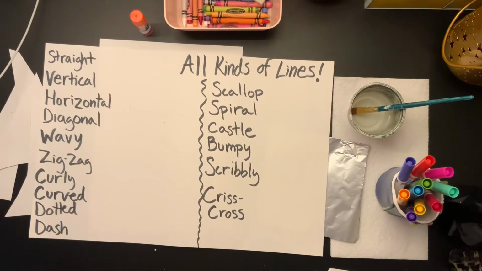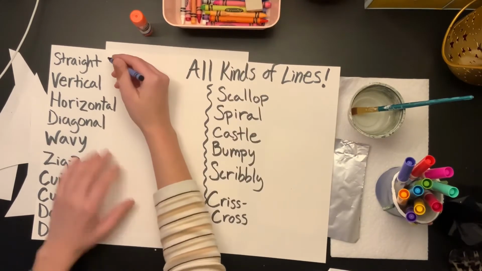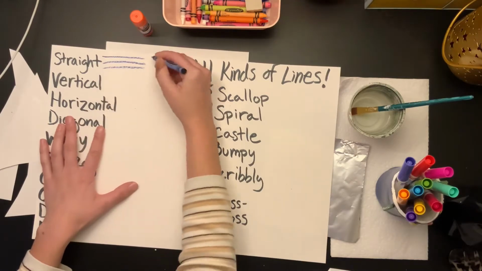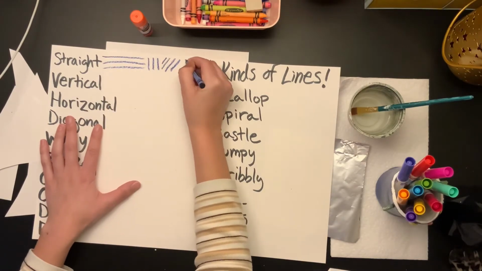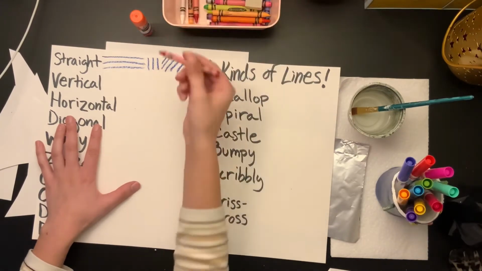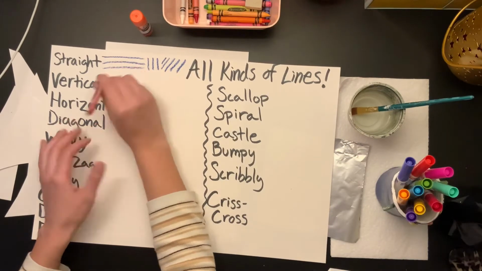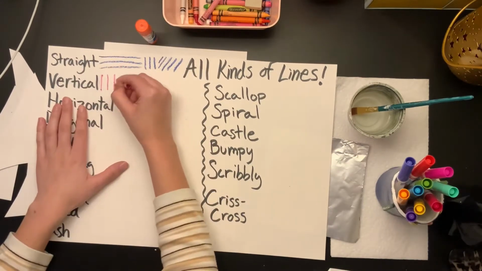This week we're talking about all different kinds of lines. Up first we have straight lines. Now we can see parallel lines, lines that are going the same way next to each other. We have vertical lines, lines that go up and down.